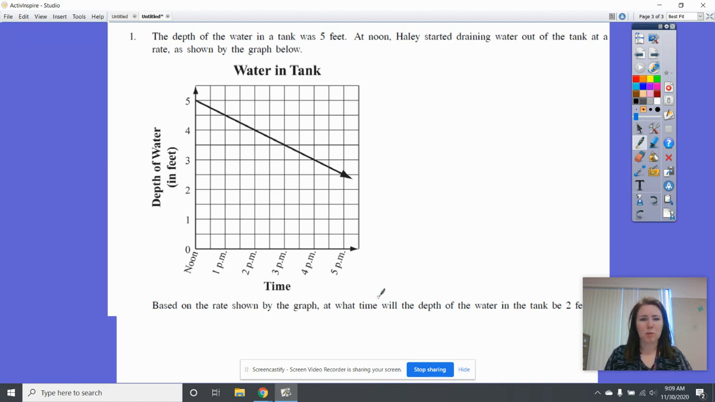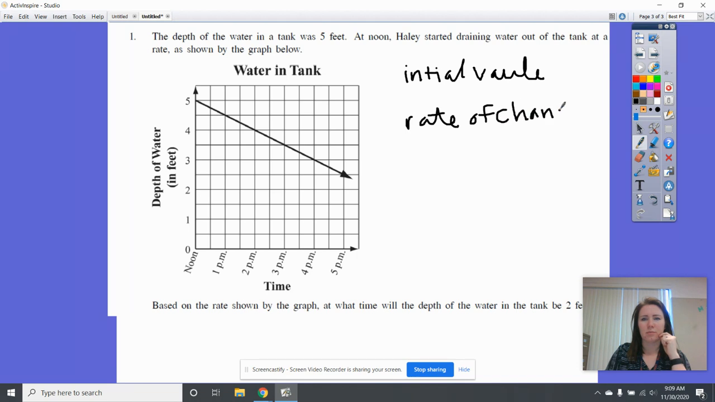And then it asks a question, but what I want to do right now is talk about how to interpret this graph. So when we interpret something, we're going to be really looking for some kind of initial value and some kind of rate of change. So initial value, another way to think of that is starting value, which on a graph is actually the y-intercept. So here our y-intercept is 5. So our initial value is 5, and I should be clear, 5 feet.